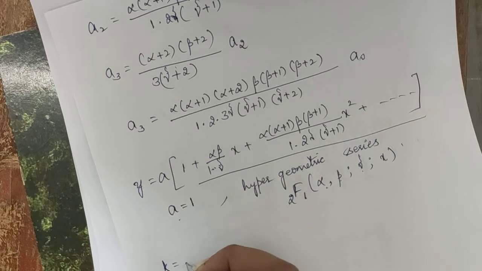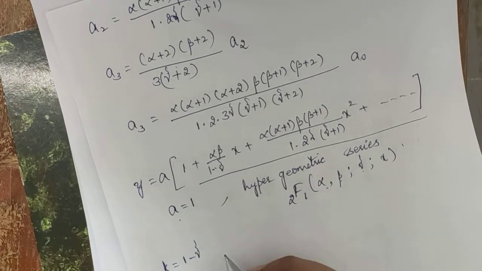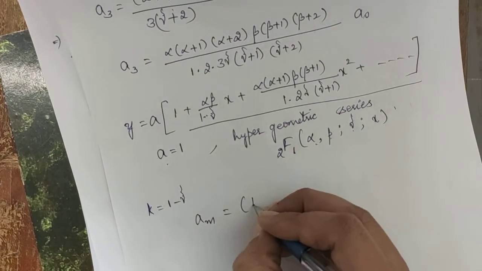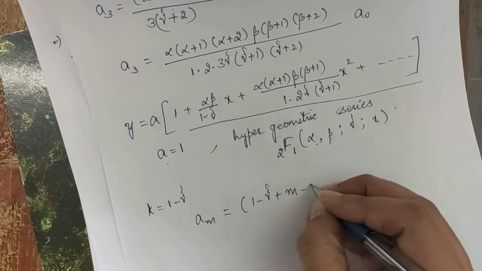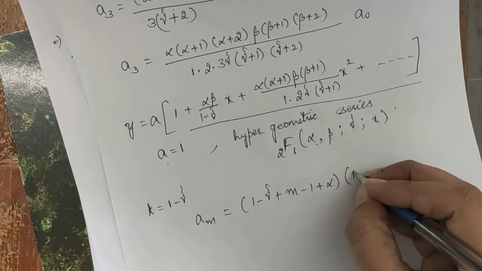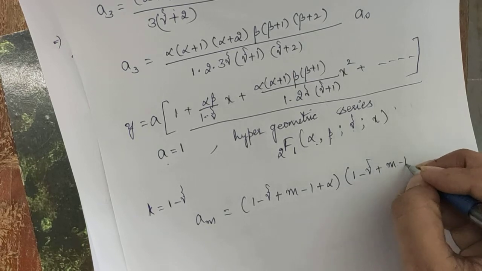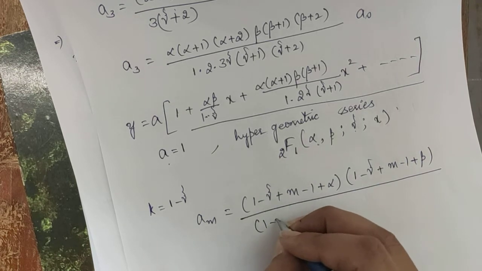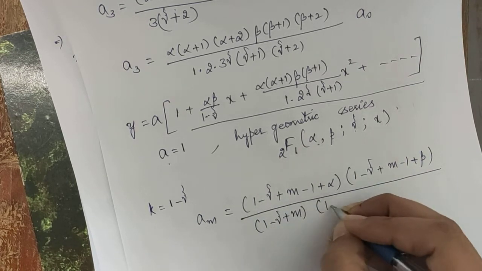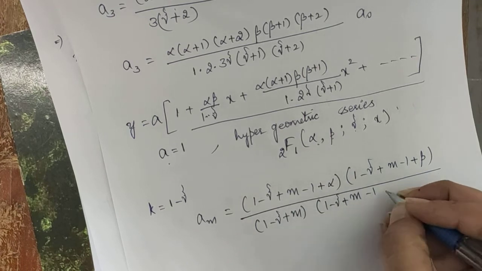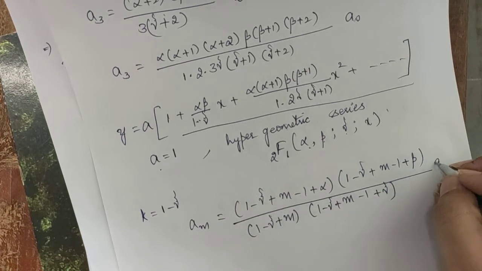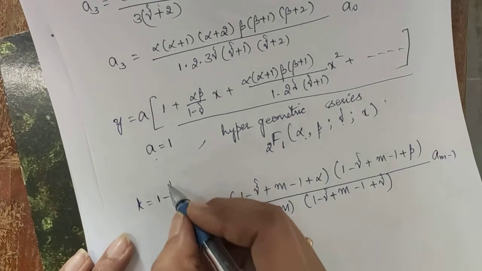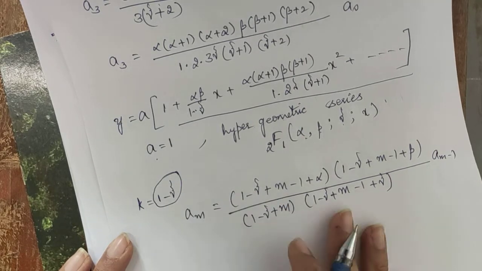Similarly, when k is equal to 1 minus gamma, your recurrence relation will become a_m is equal to (1 minus gamma plus m minus 1 plus alpha) into (1 minus gamma plus m minus 1 plus beta), whole divided by (1 minus gamma plus m) into (1 minus gamma plus m minus 1 plus gamma) into a_(m minus 1). So to your recurrence relation, I have just substituted the value of k as 1 minus gamma.